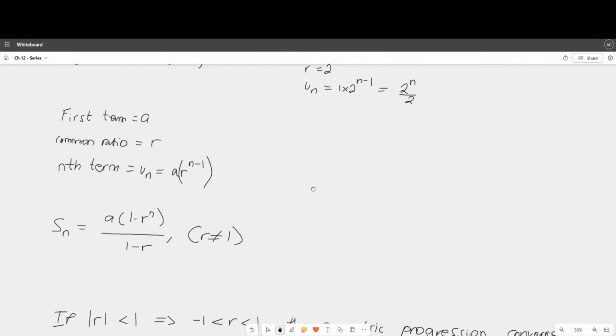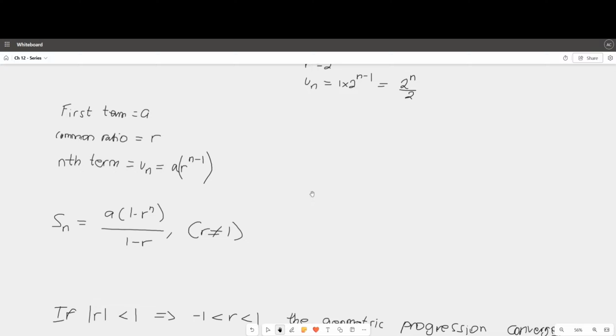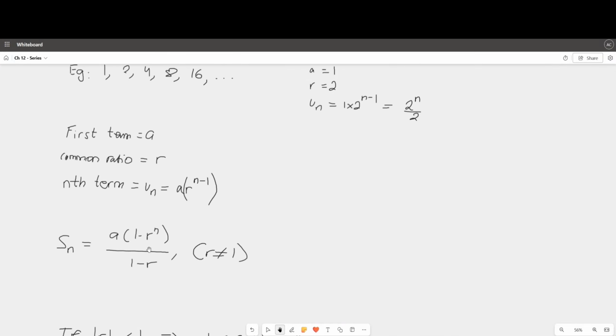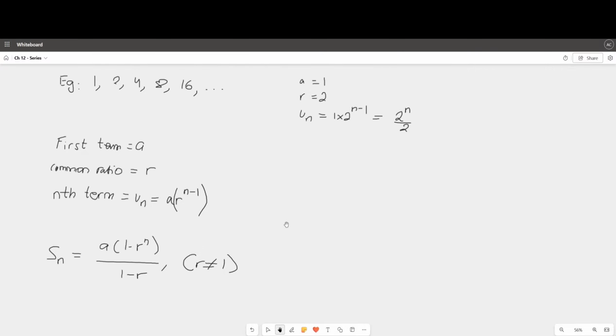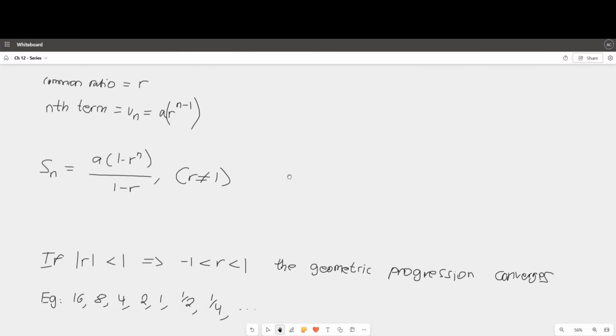Now, similarly, the sum of n terms is represented by this formula, and this only works when r is not equal to 1, because 1 minus 1 gives you a division by 0, which we know doesn't mathematically work. Obviously, an r of 1 means that all the terms are the same. So if you were given a question like that, just multiply by n. It's just 8 times n, just the sum.